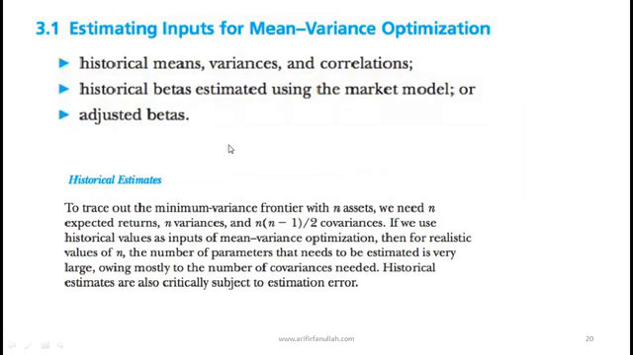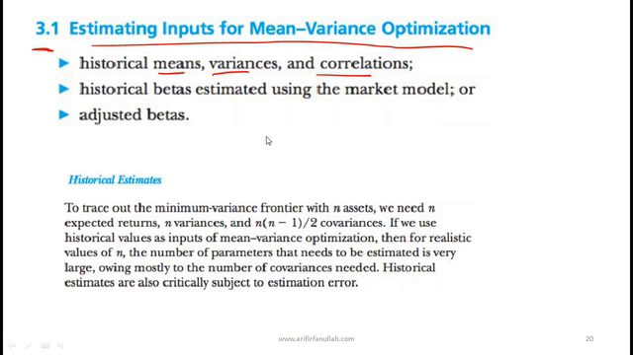Okay, so now the first set of practical issues, which is estimating the inputs. That's section 3.1, estimating inputs for mean variance analysis. The way you can think of this is as follows. There are three ways in which you can estimate the inputs. And just off the top of your head, what are those inputs that you need for mean variance analysis? You need expected returns, which are the means, the variances of all your assets, and all the pairwise correlations. So those are the three things you need.